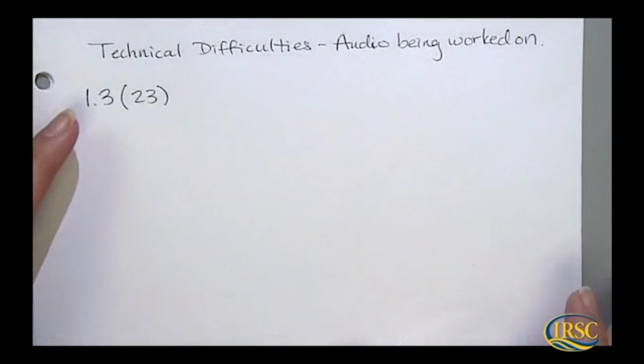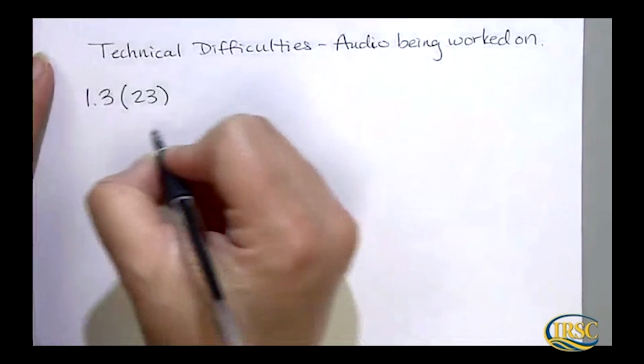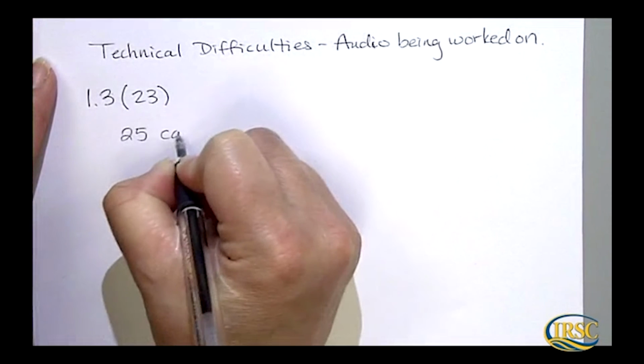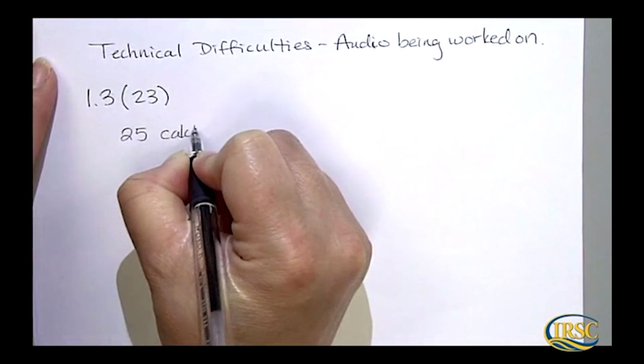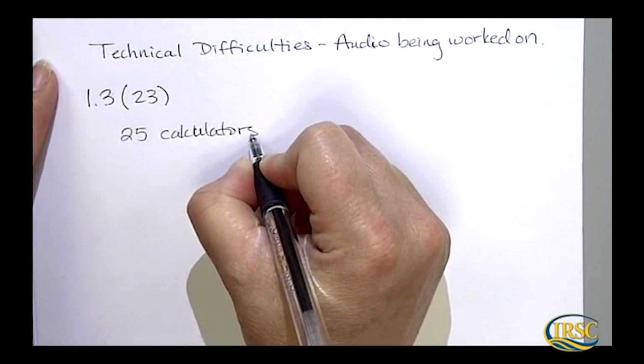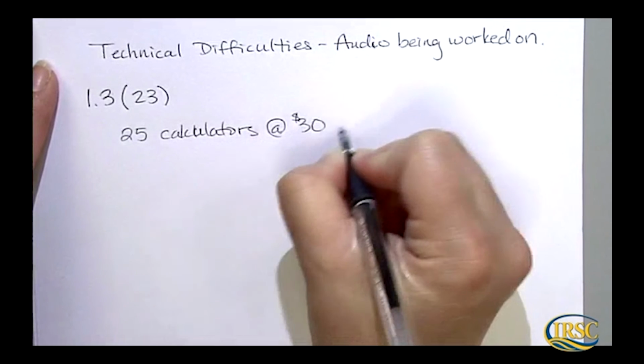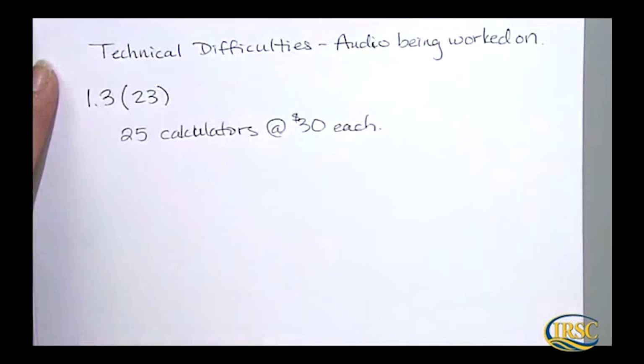All right. A store owner ordered 25 calculators that cost $30 each. The store owner can sell each calculator for $35.